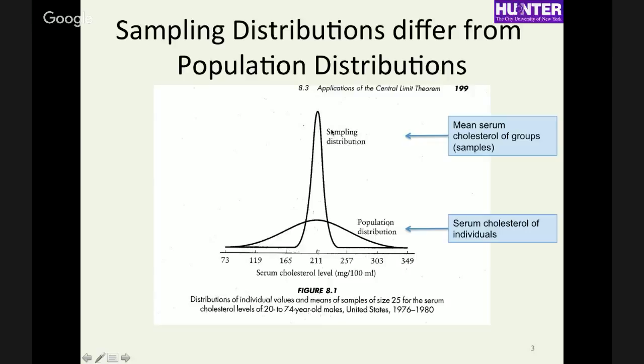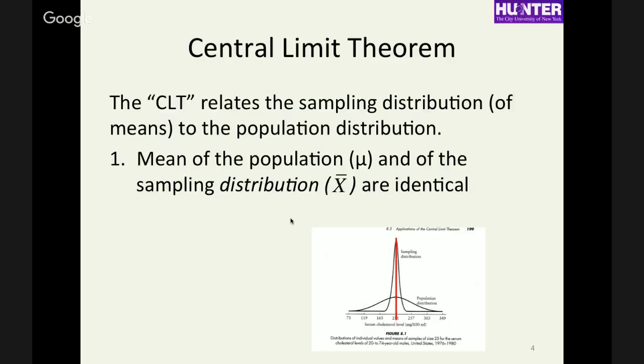So the central limit theorem told us that the mean of these two distributions is the same, that the standard error of the sampling distribution was equal to the standard deviation divided by square root of n, and that for large enough n, the sampling distribution will always be normal. Those are the three parts of the central limit theorem. So once again, the first part of the central limit theorem is that the population distribution and the sampling distribution have the same mean.